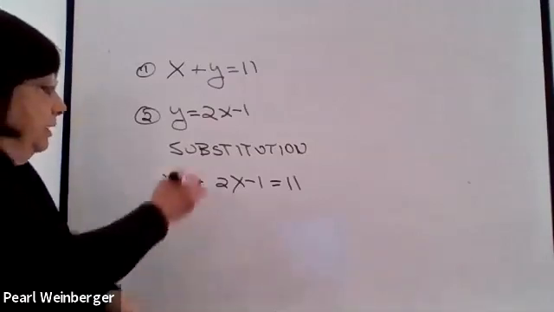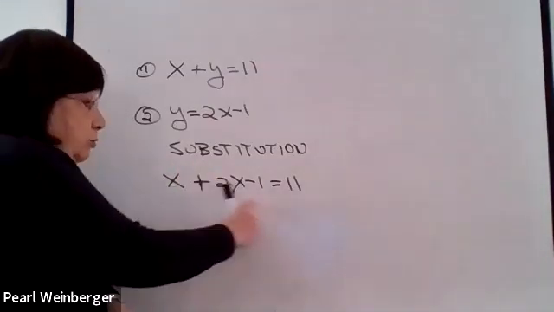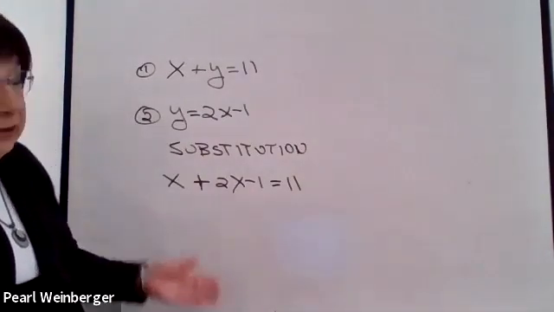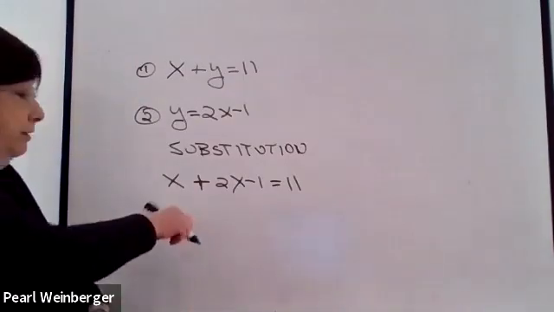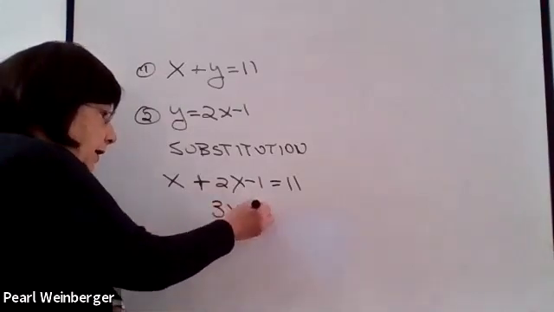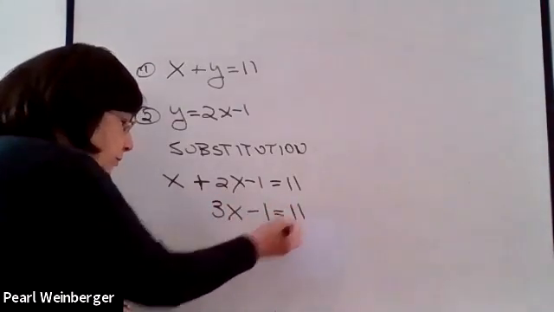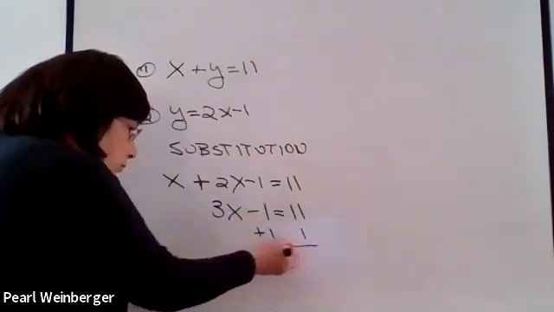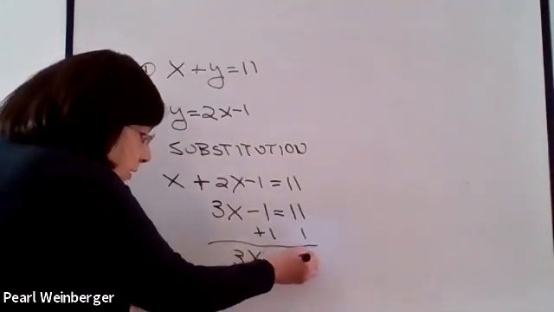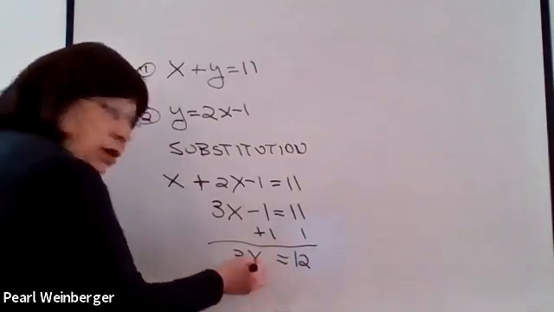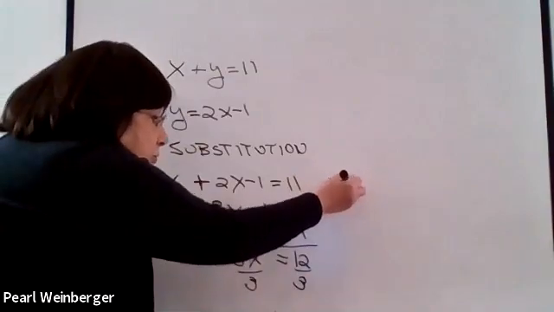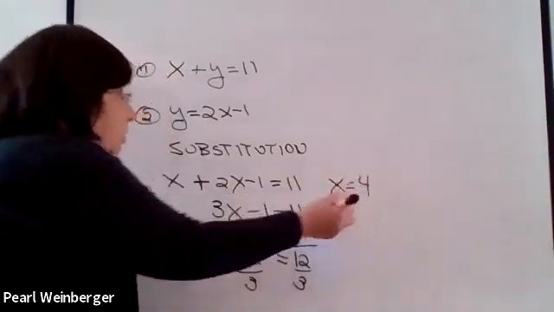Now, why is that a good idea? Because now in this new equation that I just wrote, I don't have any y's. I only have x's, and therefore I can solve the equation for x. I combine the like terms. X plus 2x is 3x minus 1 equals 11. And that'll give me, when I bring the 1 to the other side, 3x equals 12. And divide both sides by 3 will give me x equal to 12 divided by 3, which is 4.